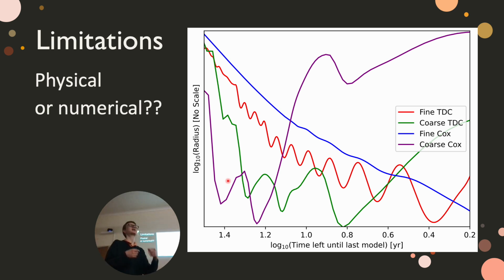So it's showing you here that this effect is only seen in the fine models. What? It's not changing the physics, it's just changing how many models I'm running, so it shouldn't really be happening. But are these physical things or numerical? I can't tell. Just to point out, this is log radius, but it's got no scale. So when you see these weird things happening here, it's not because suddenly the star's going crazy.